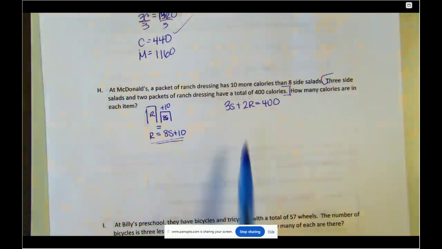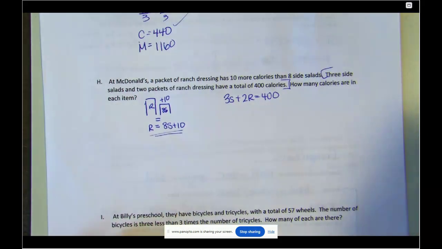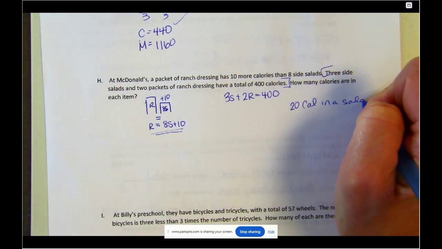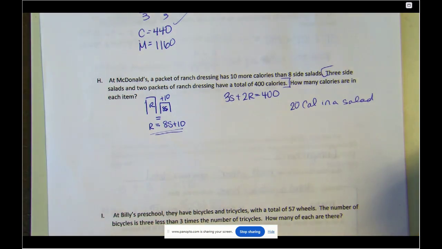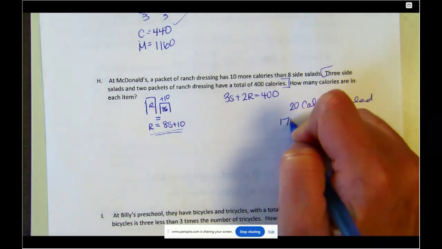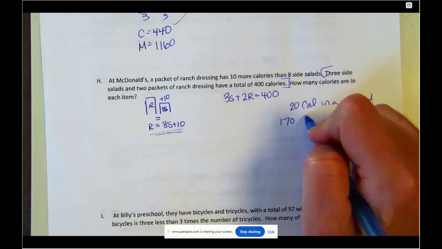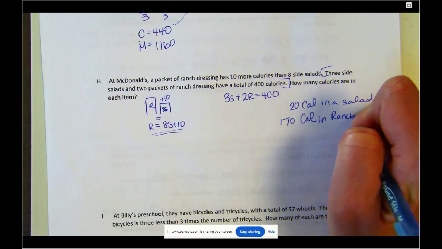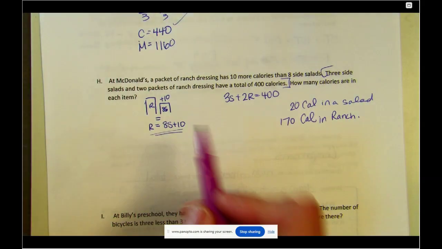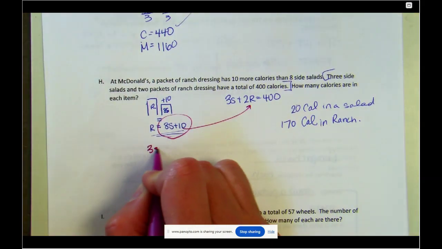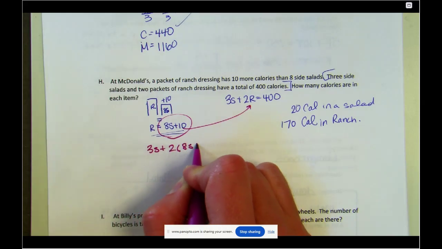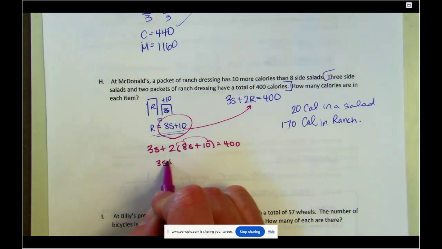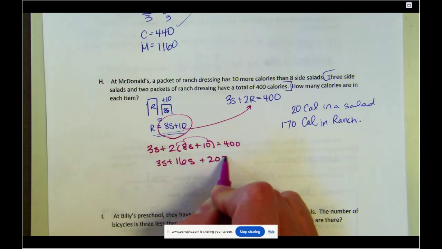So, what do we get for calories in a side salad? 20. Okay. How many calories in ranch dressing? Yeah, I think some of you have 120. Either that or I read your 20 or your 2 is a 7. Okay. Remember, substitution. This goes in for R. So 3s plus 2. This one is a little bit better because you have a distribution, so you're more used to that. Distribute. 3s plus 16s plus 20 equals 400.